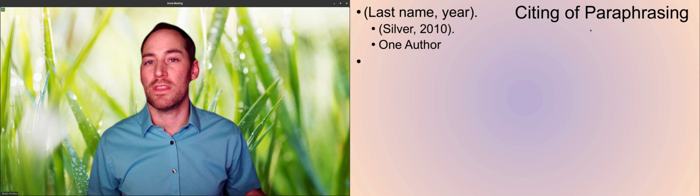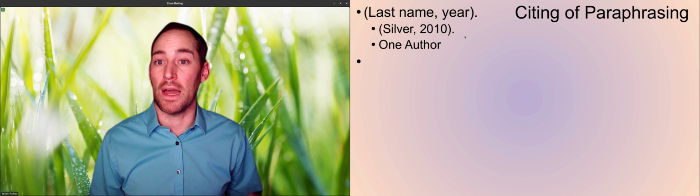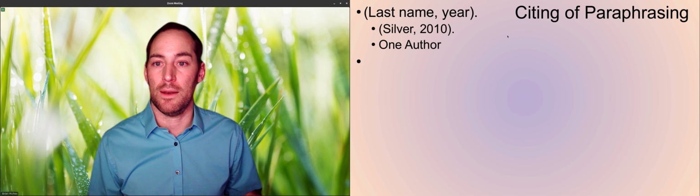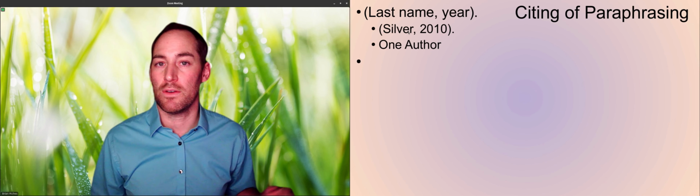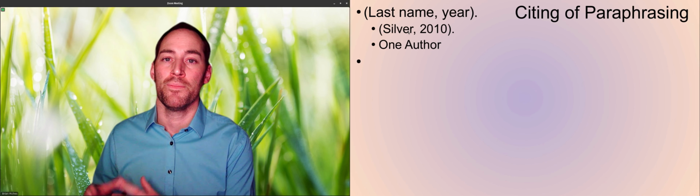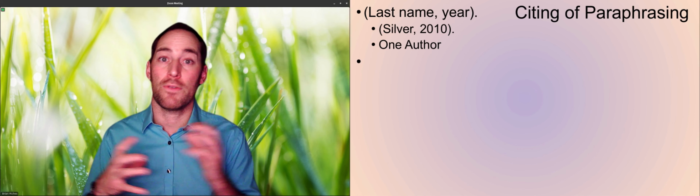So I learned this about aloe vera mindfulness from the author Silver, and their paper was written in 2010. So this is how you would cite or paraphrase one author's paper. Silver talked about aloe vera mindfulness. He published a paper on it in 2010. I learned about that and I paraphrased it into my own paper.